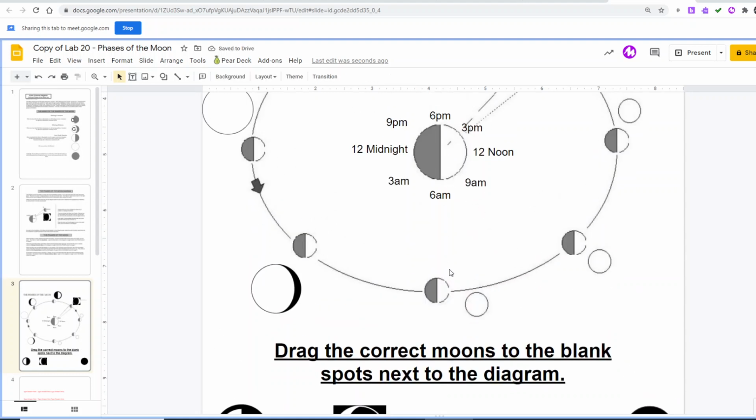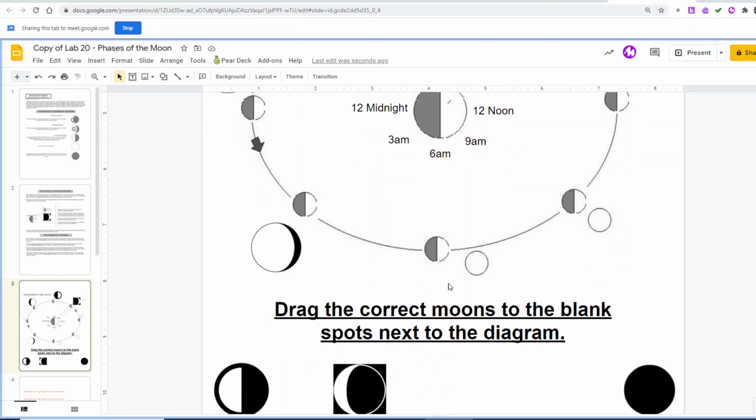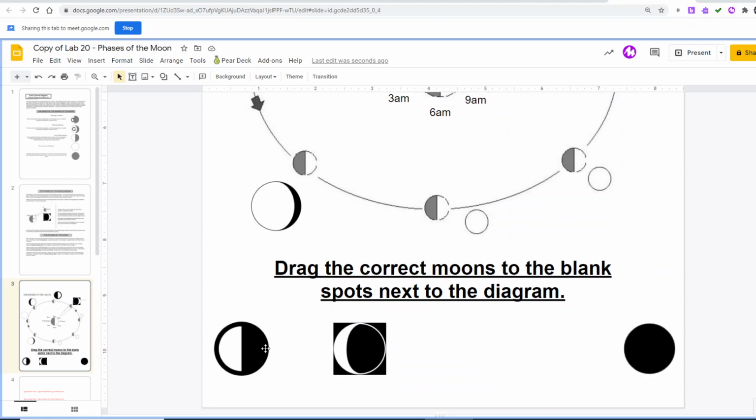Okay. At 6 a.m., you do the same thing. You look directly up. It would be light on the left, dark on the right. Again, because we're going from this person's perspective, so that flips these.